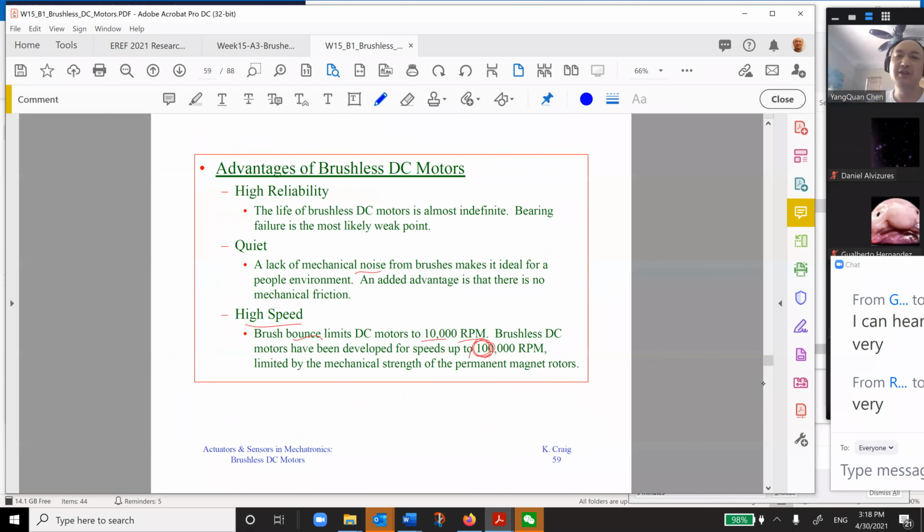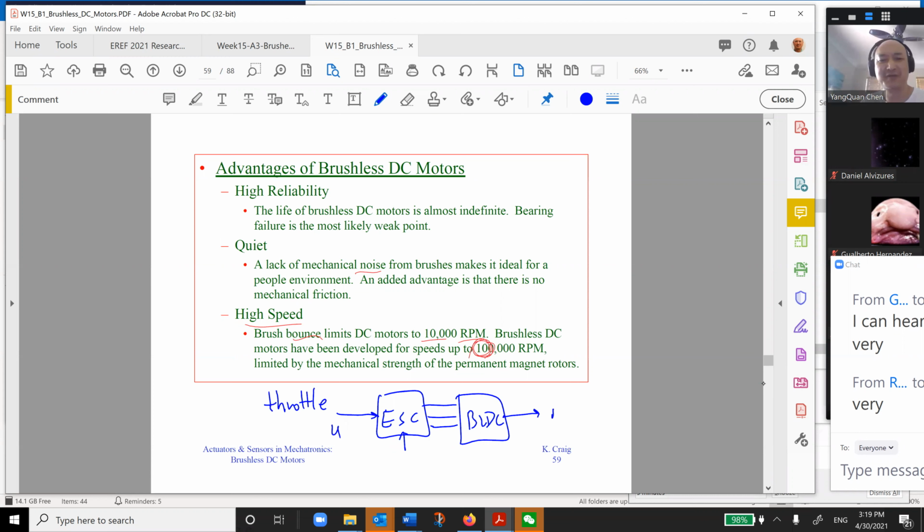So why can we do brushless DC motors? How we achieved that is because we have that ESC. Okay, ESC. So this is the motor. So you need to have this. Then you have a control signal here. Now in drones, they say this is a throttle. Okay, this is a throttle signal. Then this is the speed, RPM.